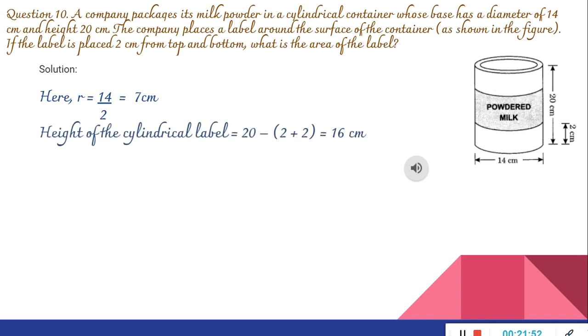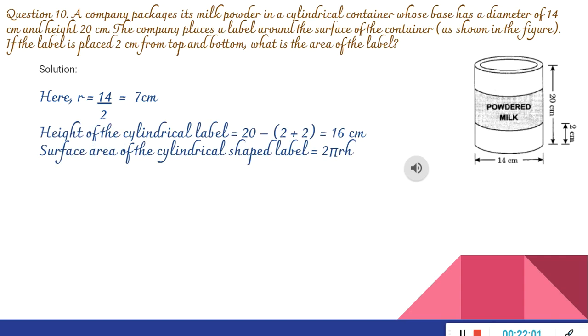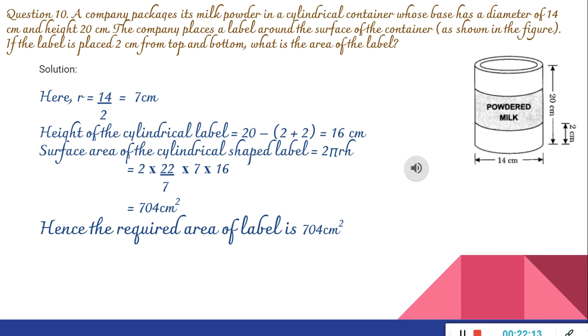Now what is the formula? We want to find the surface area of the cylindrical shaped label, right? So that would be 2 pi rh. So 2 into 22 upon 7 into 7 into 16. 7 will cut. Now what is remaining? 2 into 22 into 16. That is equal to 704 centimeter square. So the required area of label is 704 centimeter square. Clear?